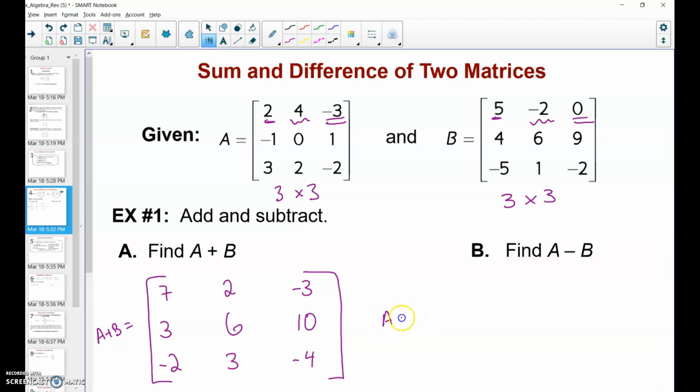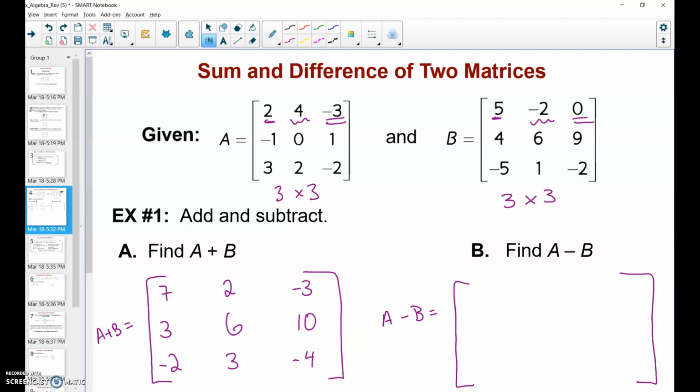Now we're going to look at a minus b. So same thing that we just did, except now you're subtracting numbers. The key thing with this is to pay attention to negative signs. If you are subtracting a negative number, you're actually going to add that number, so it'll become positive.